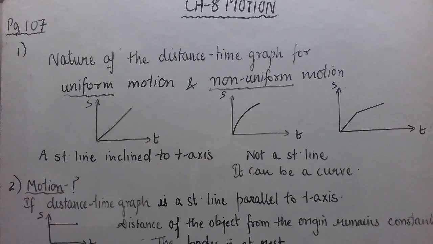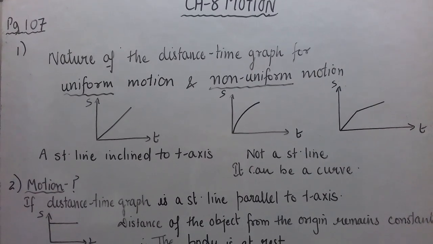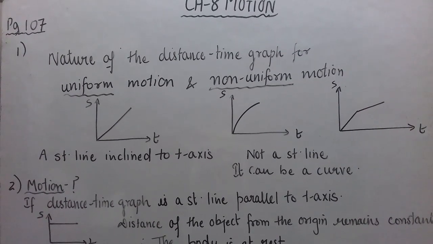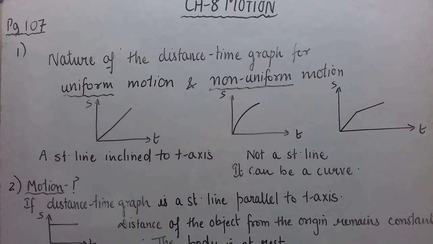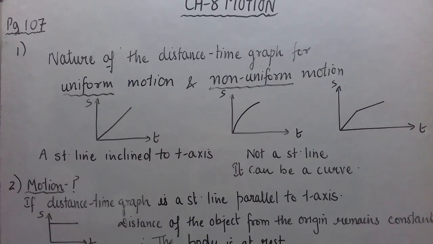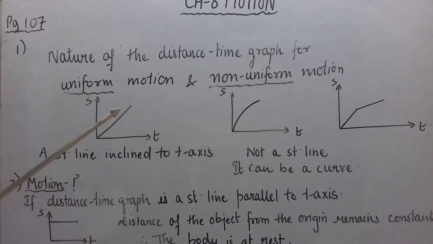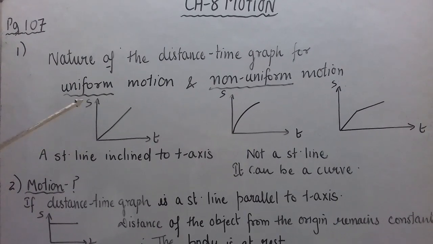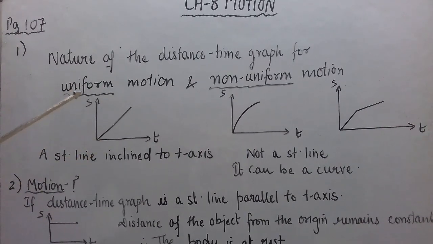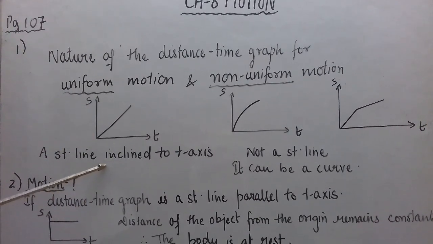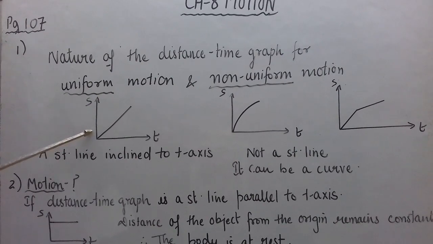We know that when a body is in uniform motion, it covers equal distances in equal intervals of time. And whenever one quantity changes by equal amounts in equal intervals of the other, the graph of one versus the other is always a straight line inclined to the two axes. And if you remember, the ST graph for a body in uniform motion is a straight line inclined to the time axis. Here equal distances are covered in equal intervals of time.